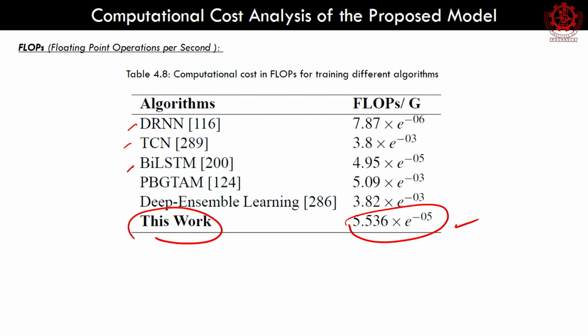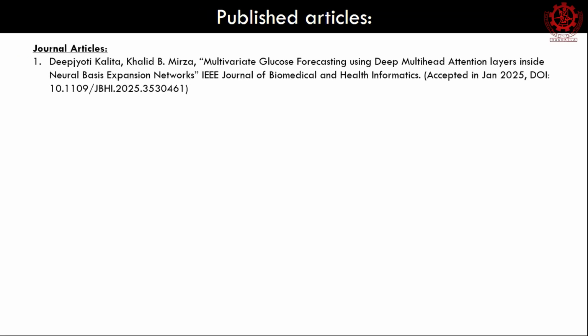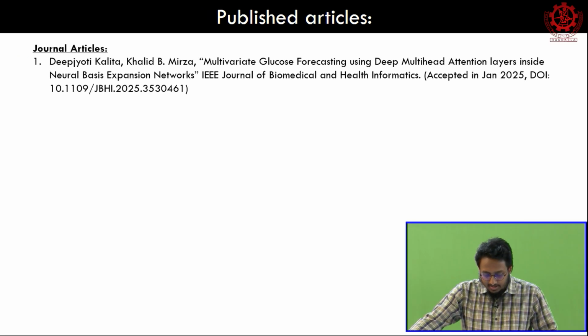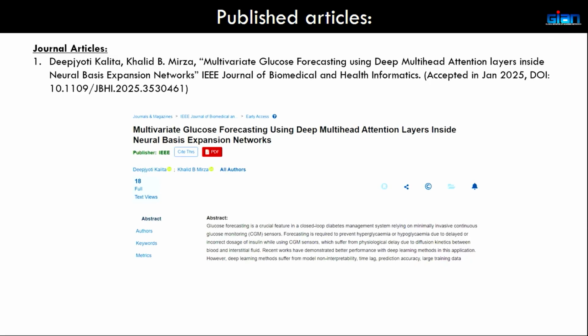So it is a nice balance between the number of flops that it is using, and it is also able to achieve this performance with less number of flops compared to previous algorithms. This work we have already published as a journal paper in the IEEE Journal of Biomedical and Health Informatics. If anyone is interested, they can go and look into it in more detail.